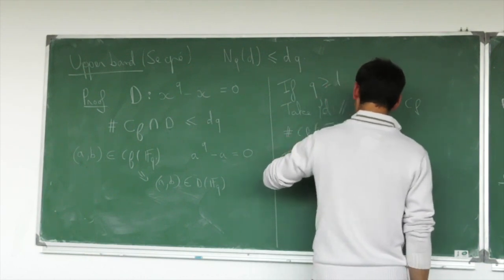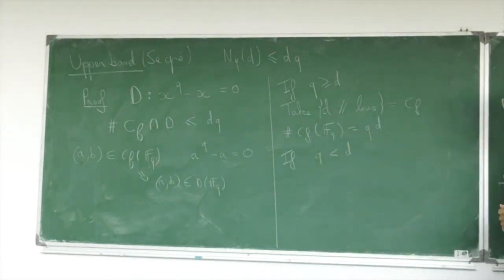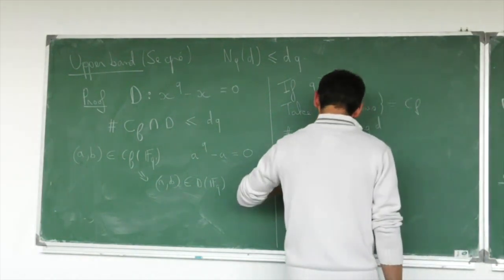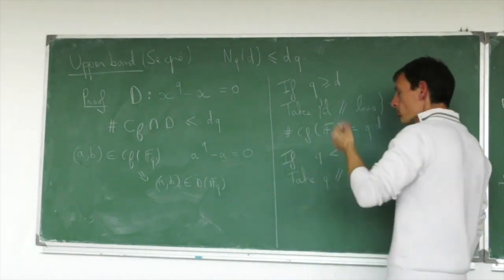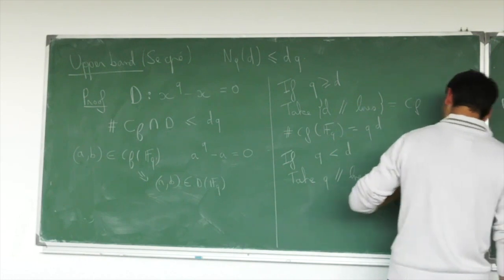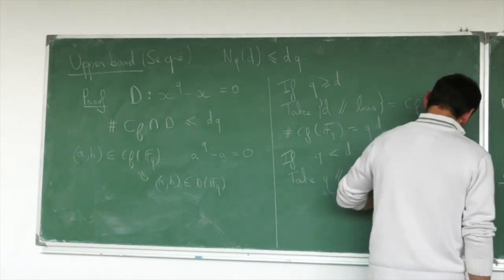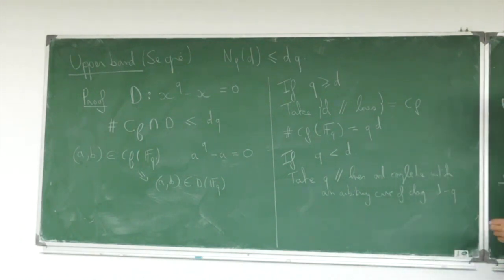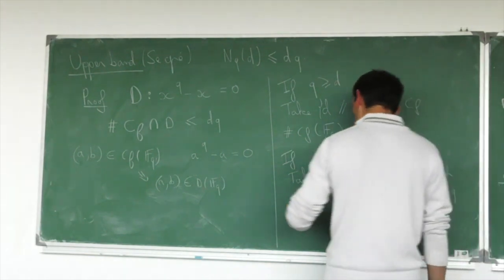Now if Q is smaller than D, then what can you do? Well, then you still take Q lines and complete with whatever you want, with an arbitrary curve of degree D minus Q. Well, how many points do you have? Already with these Q lines, you have Q times Q, so you have Q squared.